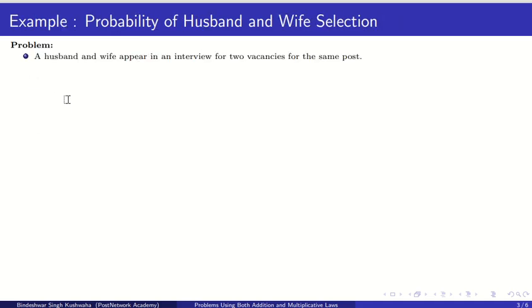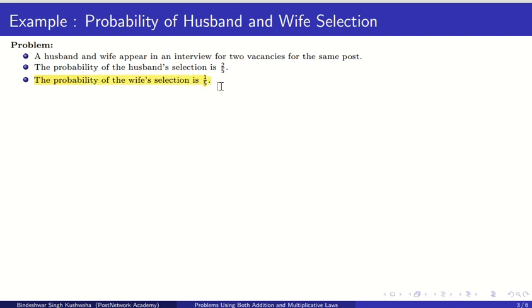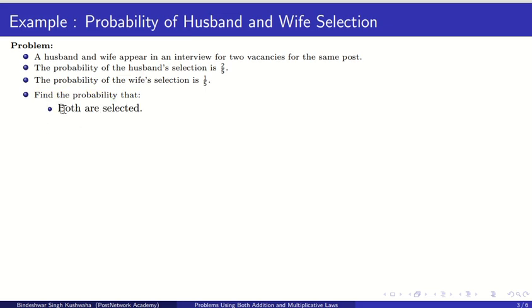So let us see an example. A husband and wife appear in an interview for two vacancies for the same post. The probability of the husband's selection is 2 upon 5 and the probability of wife's selection is 1 upon 5. So find the probability that both are selected, and at least one is selected. So let us see the solution.